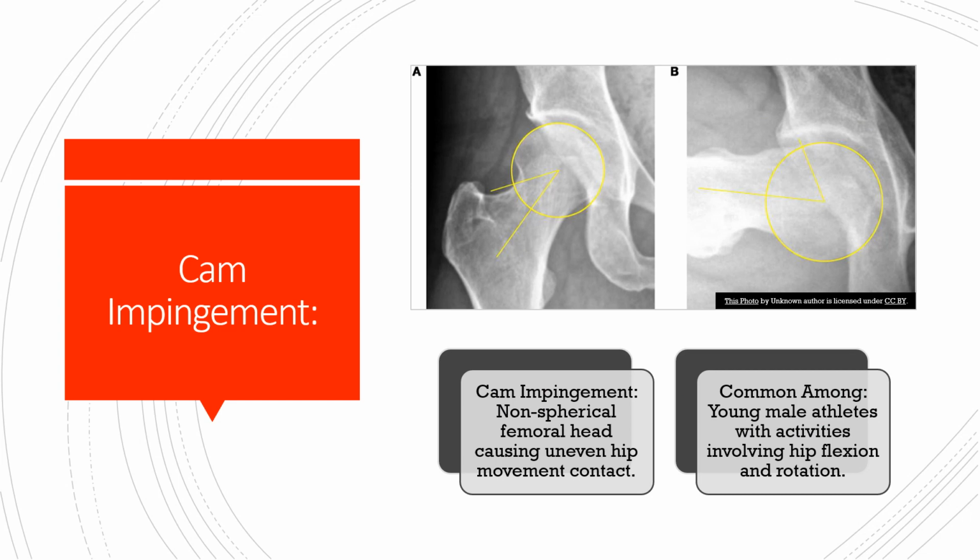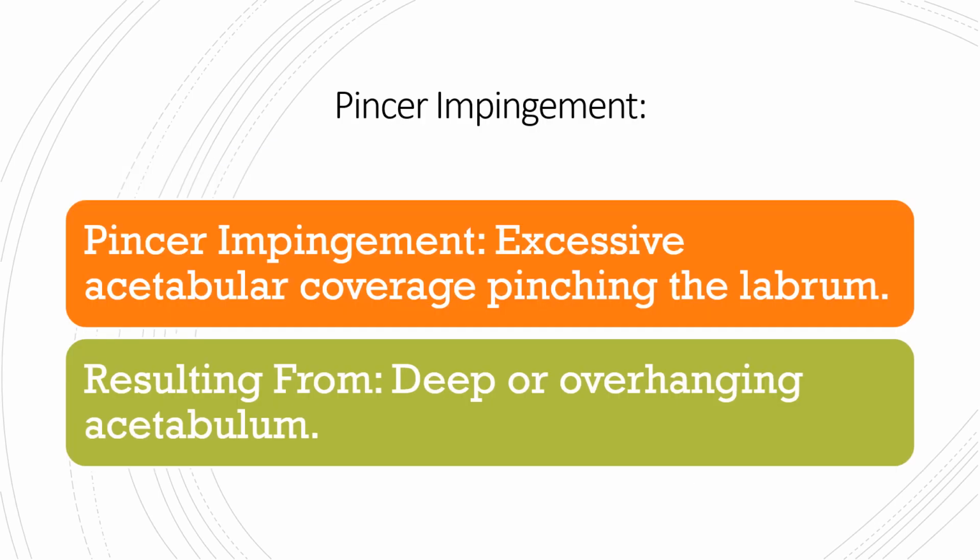So let's have a look at CAM impingement in a little bit more detail. This occurs when the femoral head is not a perfect fit within the acetabulum, and this leads to non-uniform contact with the acetabulum during hip movements. CAM impingement is common among young male athletes involved in activities that require a lot of hip flexion and rotation.